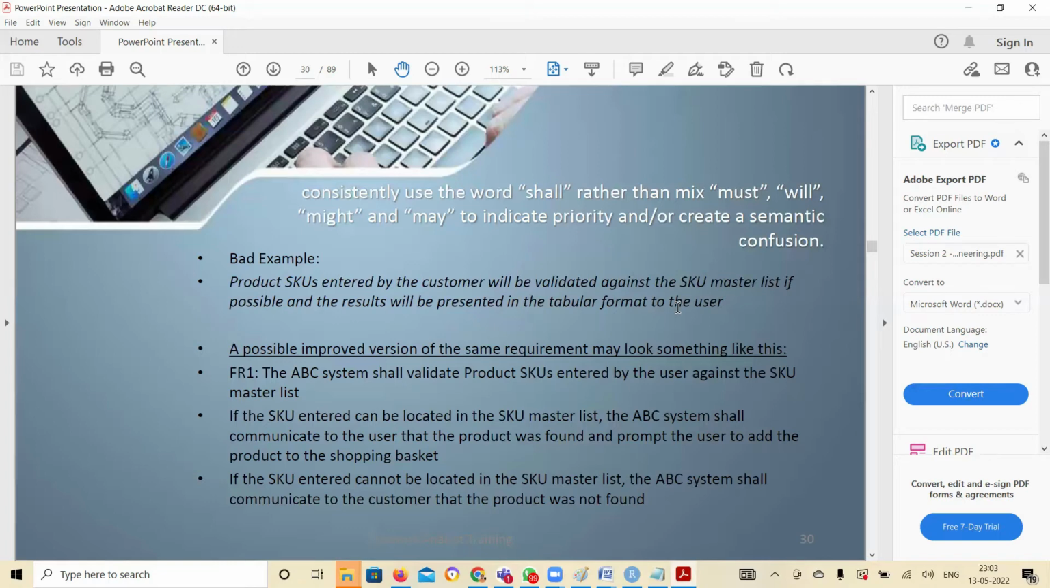And then, if the SKU entered cannot be located in the SKU master list, the ABC system shall communicate to the customer that the product was not found. After entering the SKU, if we are not finding that particular item in the master list, the system should communicate or notify the customer that the product was not found in our list.